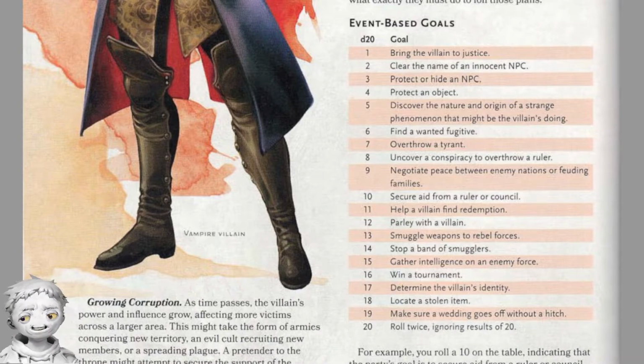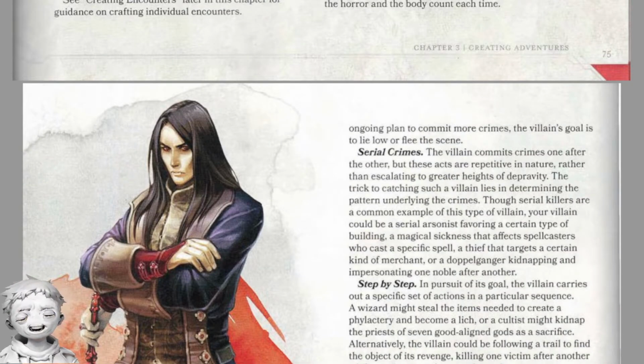Okay, one and done. The villain commits a single crime and then tries to avoid the consequences. Instead of an ongoing plan to commit more crimes, the villain's goal is to lie low or flee the scene. Serial crimes. The villain commits crimes one after the other, but these acts are repetitive in nature rather than escalating to greater heights of depravity. The trick to catching such a villain lies in determining the pattern underlying the crimes. Though serial killers are a common example of this type of villain, your villain could be a serial arsonist favoring a certain type of building, a magical sickness that affects spellcasters who cast a specific spell, a thief that targets a certain kind of merchant, or a doppelganger kidnapping and impersonating one noble after another.